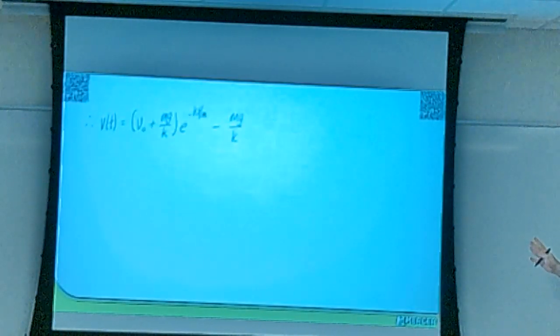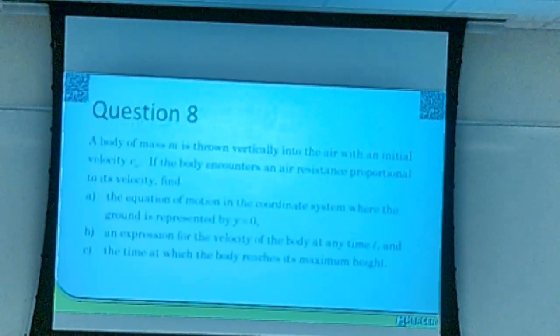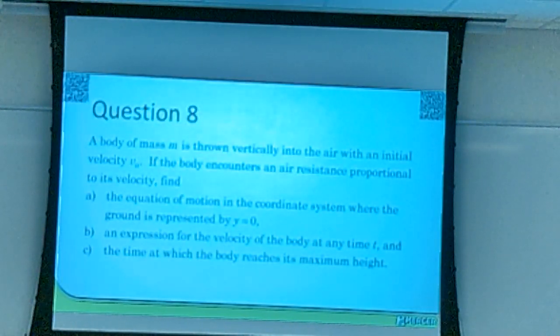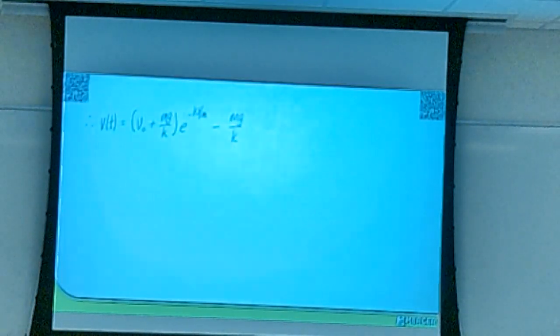You could easily find a model for its position by now saying that v is dy/dt. Solve. You integrate both sides, and you get your y of t. Then use your initial condition for height, y of 0 is 0. Last thing we have to do is determine the time at which the body reaches maximum height. So how long will it take to reach maximum height? Well, what do we know about velocity at maximum height? It's 0.